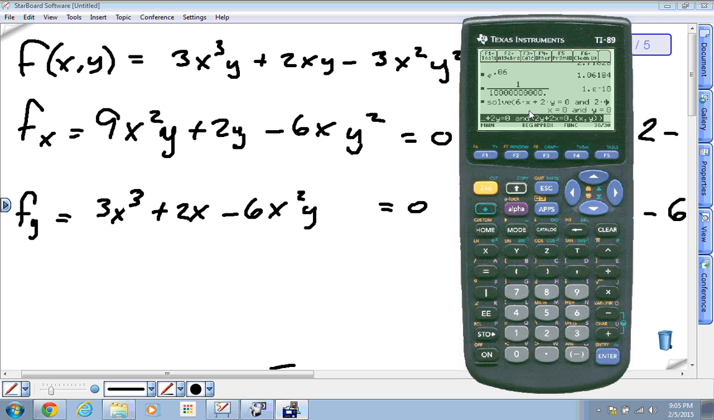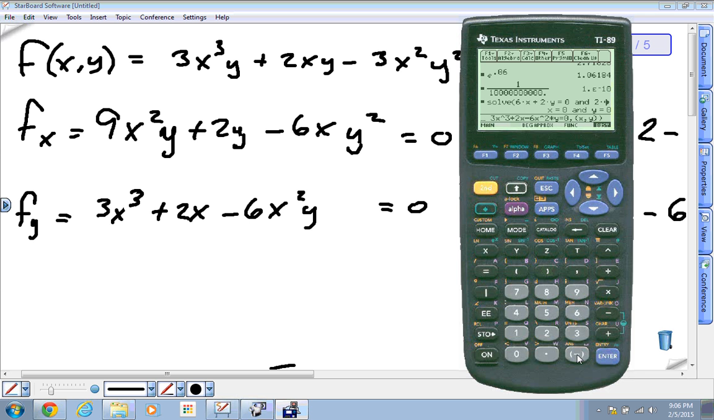So I'm going to use the calculator to solve. And remember, when you're doing them this way, you must enter 9x squared times y plus 2y minus 6x times y squared equals 0, and 3x cubed plus 2x minus 6x squared times y equals 0, comma, squiggly brackets, x, comma, y.